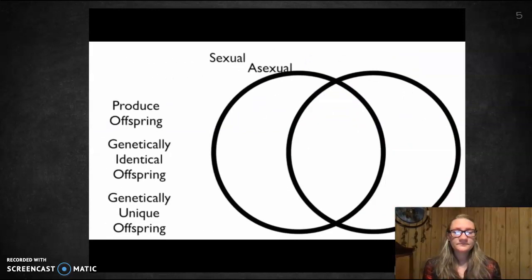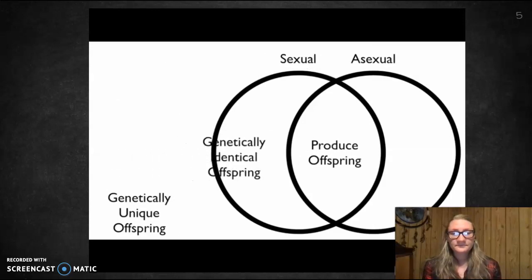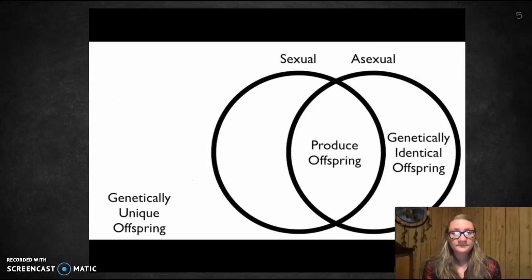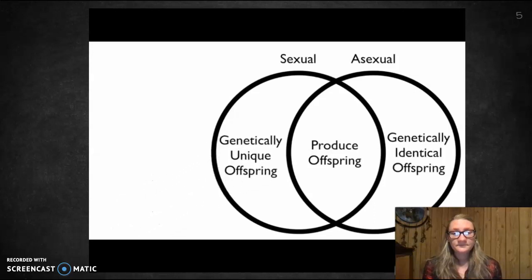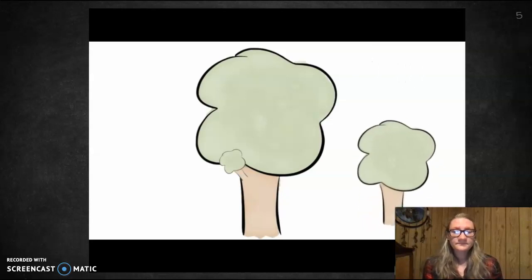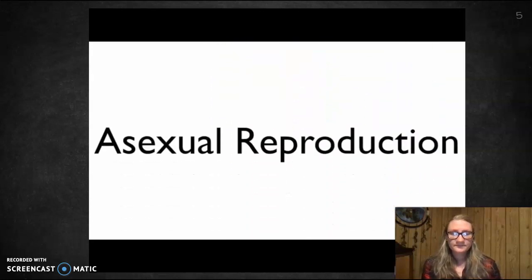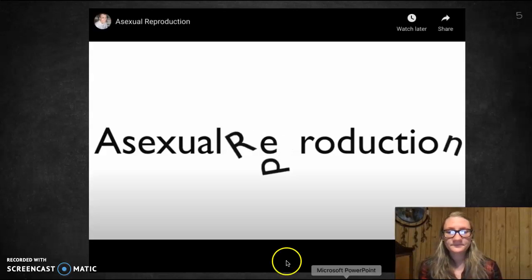Sexual and asexual reproduction produce offspring. However, asexual reproduction makes genetically identical offspring. Sexual reproduction makes genetically unique offspring. So try taking a cutting of a plant. You will be making another that has the same DNA as the parent. You just helped the plant to reproduce asexually. Asexual reproduction.